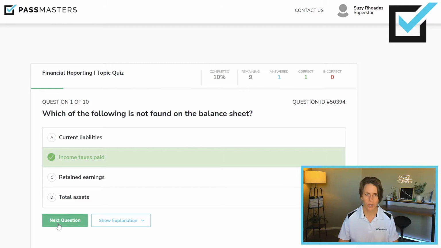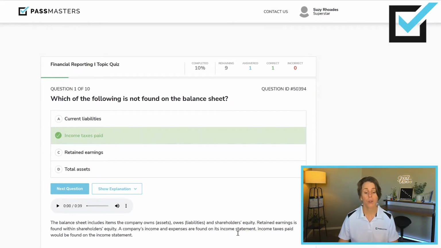So with our questions within our learning management system, once you click check answer, here we found out we had the correct answer because we had that green check mark. You can click show explanation for a written explanation. There is also the ability, if you click, to listen to an audio explanation. So every question within our securities courses has an audio explanation.